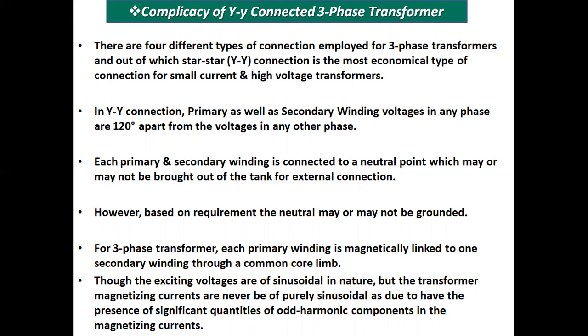For a 3-phase transformer, each primary winding is magnetically linked to one secondary winding through a common core limb. Though the exciting voltages are sinusoidal in nature, the transformer magnetizing currents are never purely sinusoidal, due to the presence of significant quantities of odd harmonic components in the magnetic circuits.